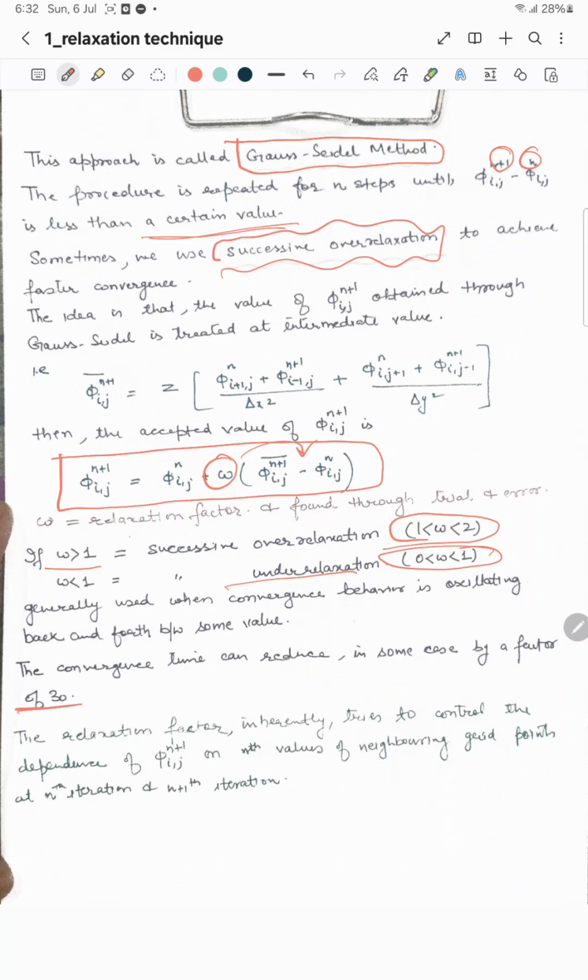So this is a brief introduction to the relaxation technique, successive over-relaxation, under-relaxation, the Jacobi method and Gauss-Seidel.